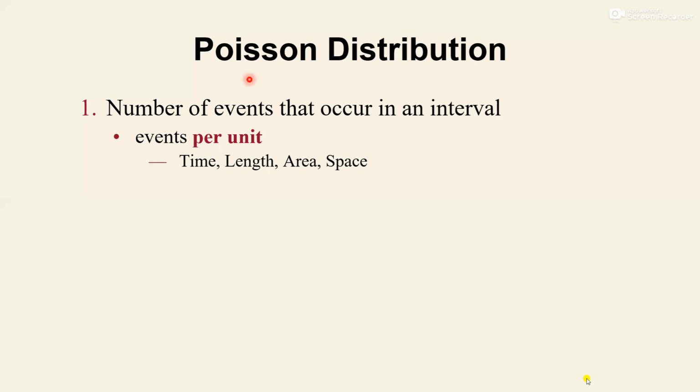But here, we are also counting the number of events, like number of successes, but we are counting in an interval. That means we are counting the events per unit. This per unit may be time duration or length or area or space. But both are counting the number of successes. But in the Poisson distribution, these successes we are naming as events. And the trials here we are looking at in the interval format. This interval format is a per unit. It may be time or length, area or space.